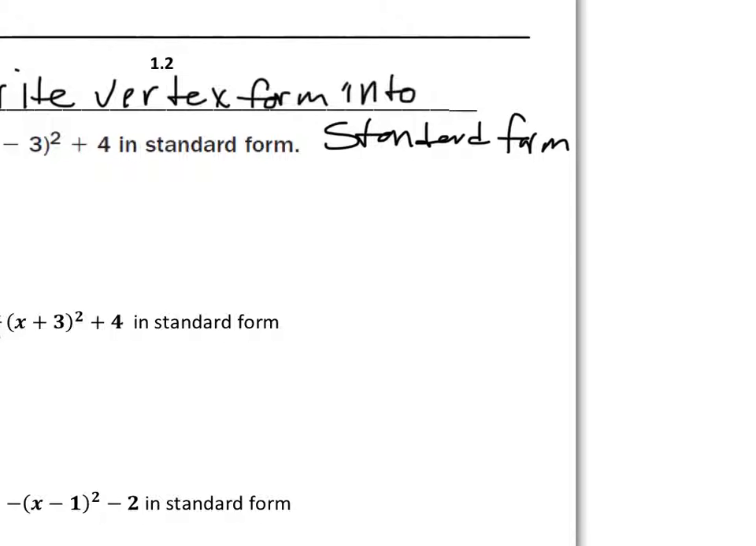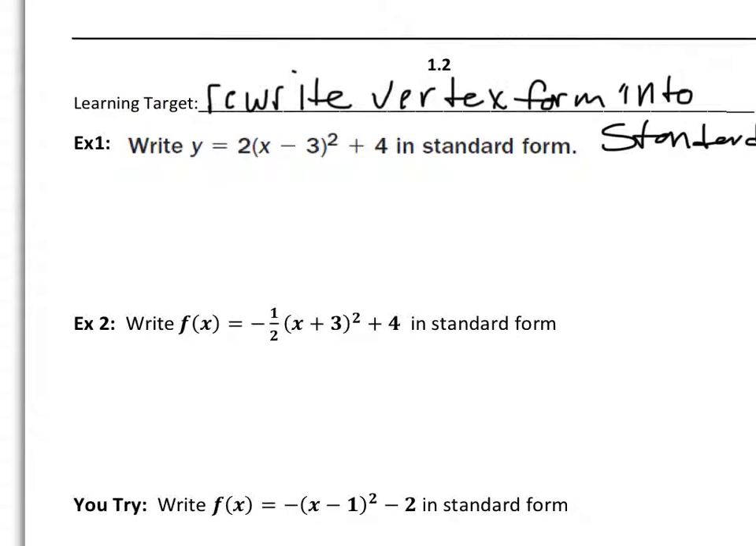So you're going to find that this is going to be very, very similar to the previous video where we rewrote intercept form into standard form, with the exception of one major difference. What we're going to have to do first is rewrite what it means for x minus 3 squared, or whatever the binomial is squared, into the product of those two binomials. So this is what I mean.